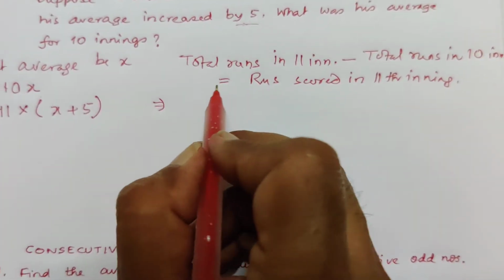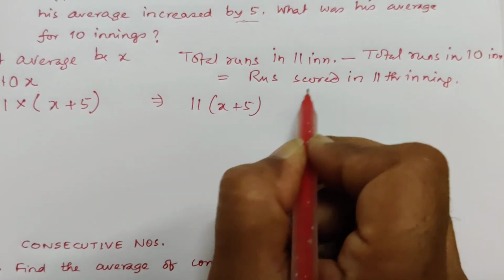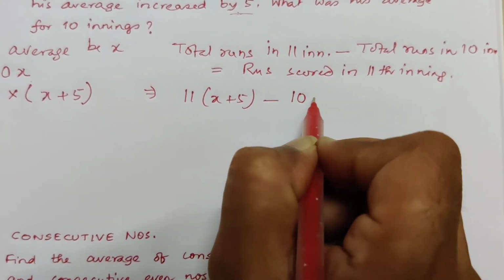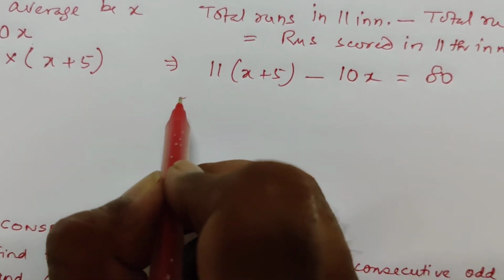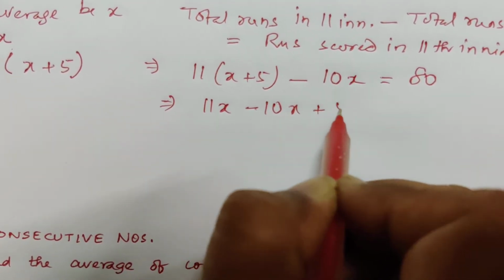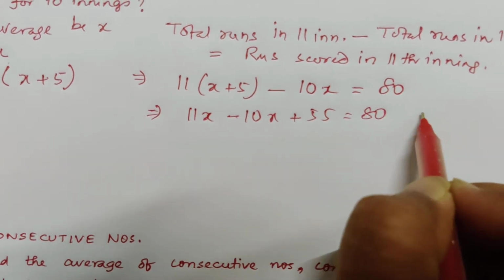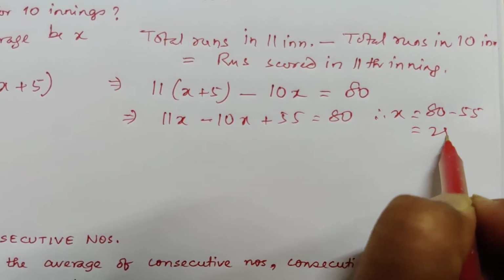So what will be that? Total runs in 11 innings is 11 into x plus 5, minus total runs in 10 innings is equal to 10 into x, and runs scored in the 11th inning is 80. Now this is 11x minus 10x plus 55 is equal to 80. Therefore x is equal to 80 minus 55, that is equal to 25.